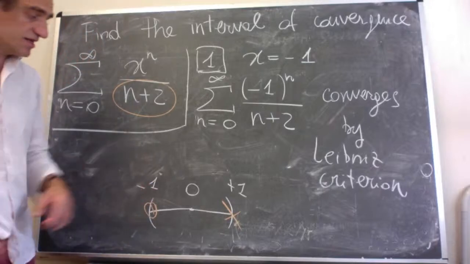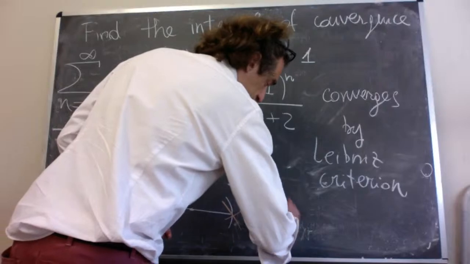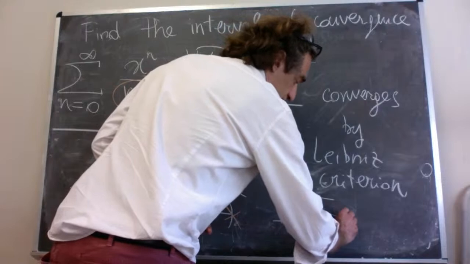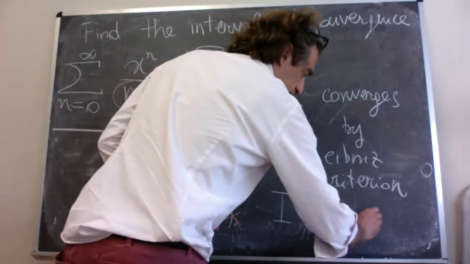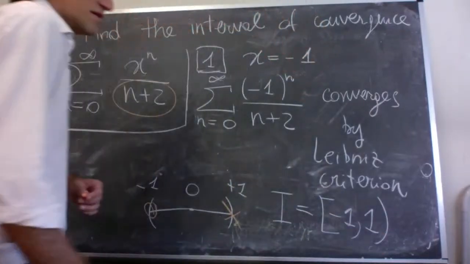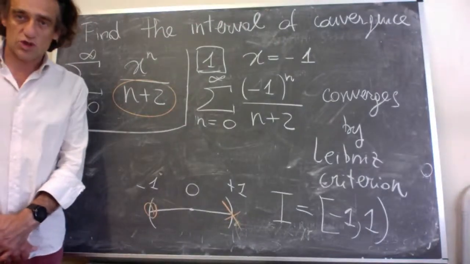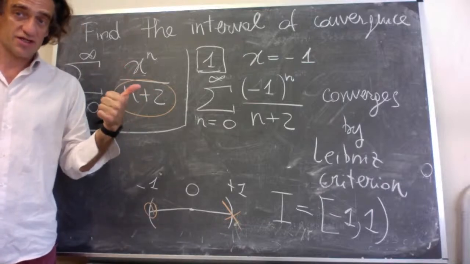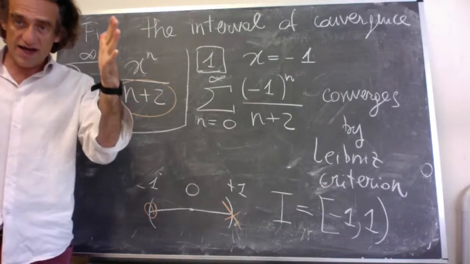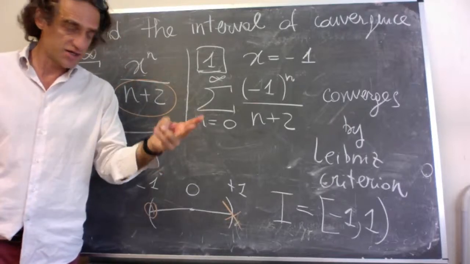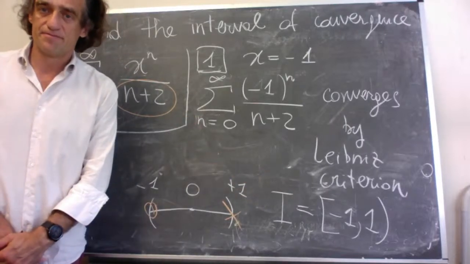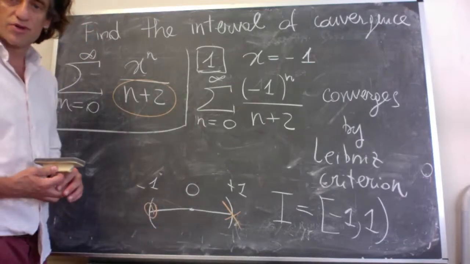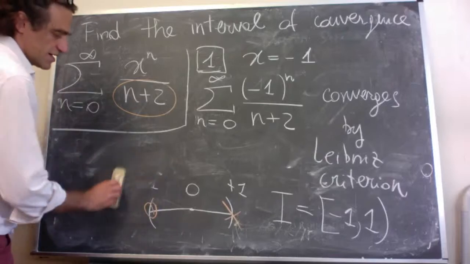So at the end, the interval of convergence, I, is equal to the interval closed at the left with minus 1 and open at the right, 1. Remember, first, through a limit procedure, which in general will be very simple, find the radius of convergence. Second, check the extreme points. And so let us go to another example where I want to clarify one point.